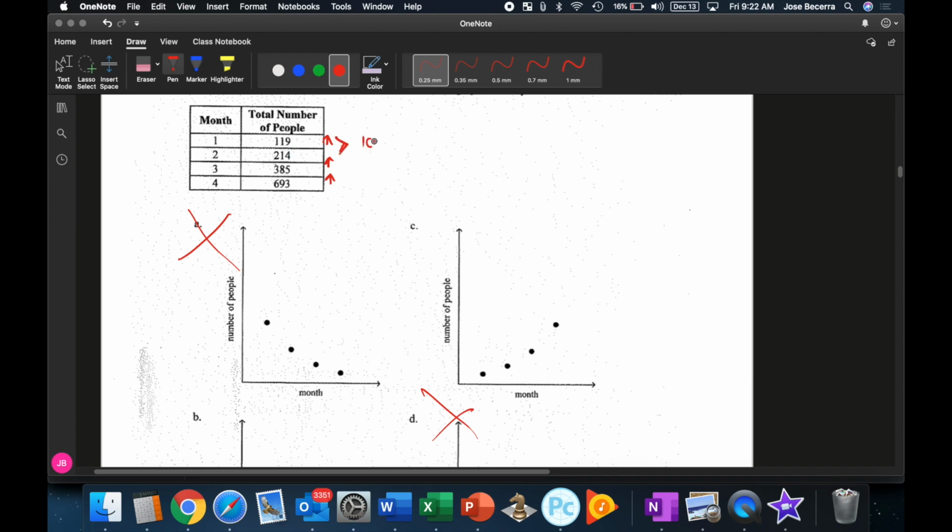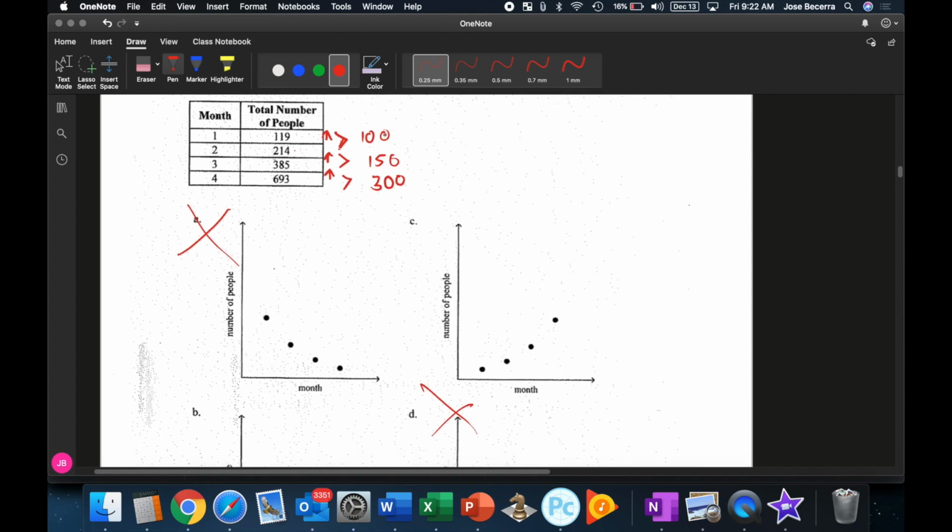We could say like roughly 100, right? And from here to here, we could say a little bit more than 100, like 150. And then this one was like, let's say 300, right? It was roughly about 300. So do you guys see how they don't remain consistent?